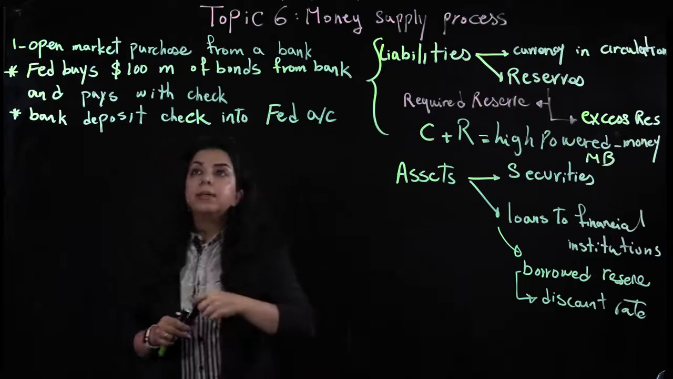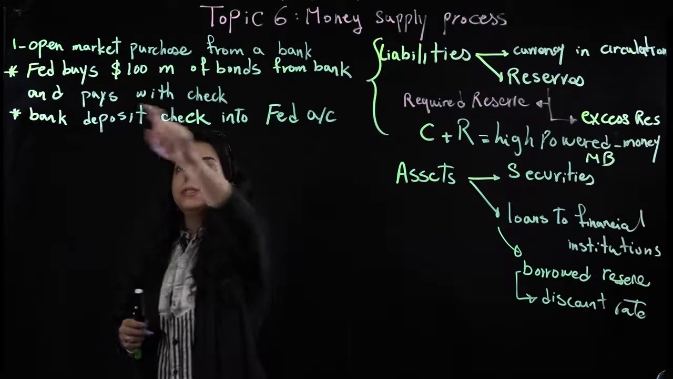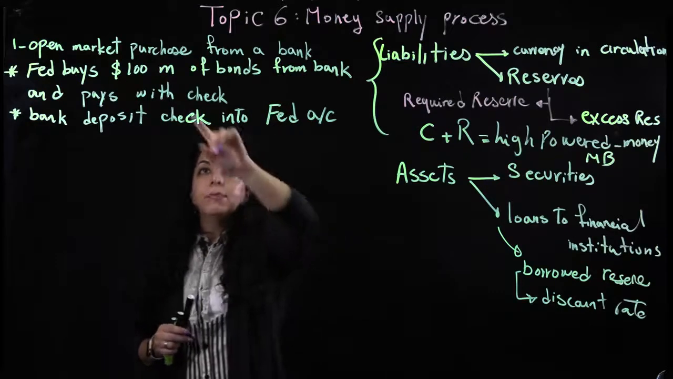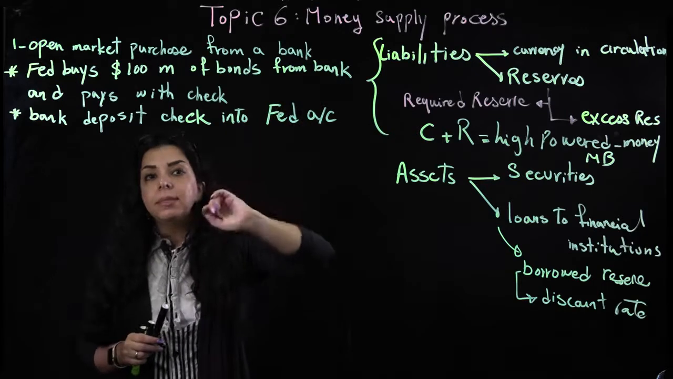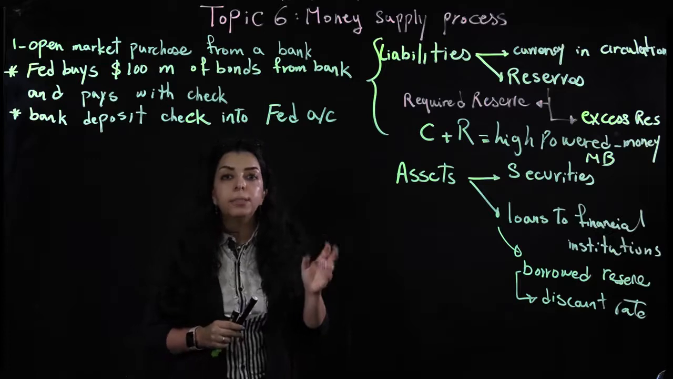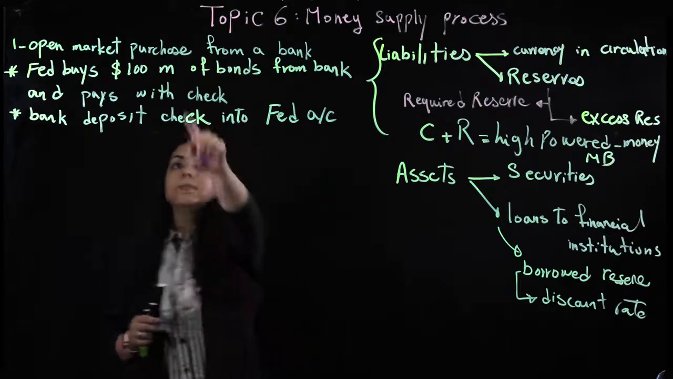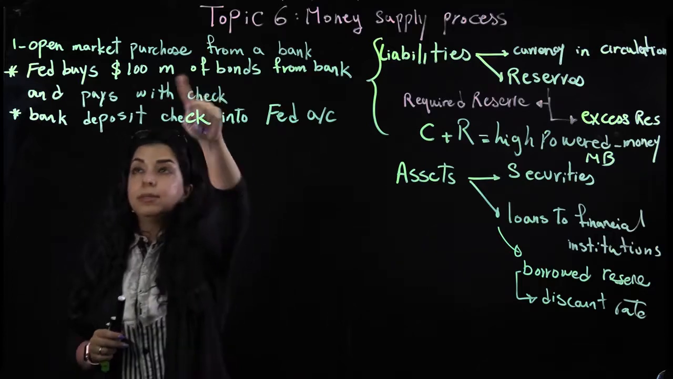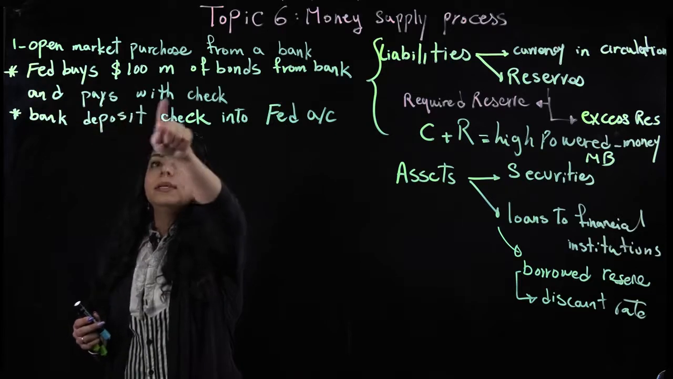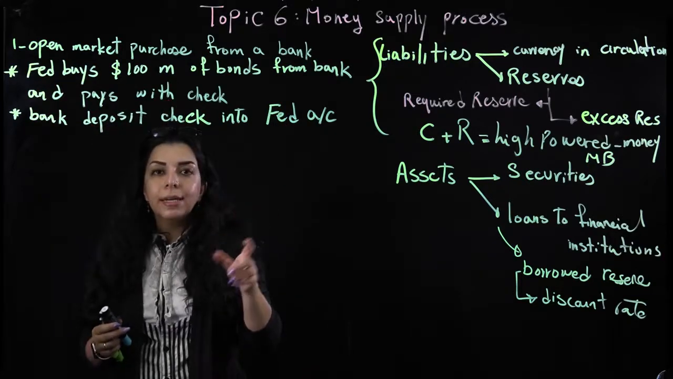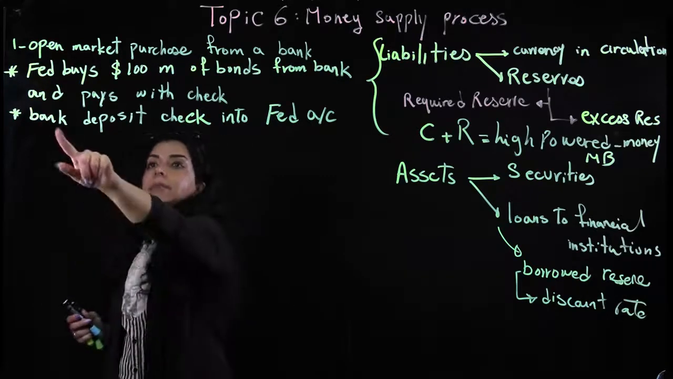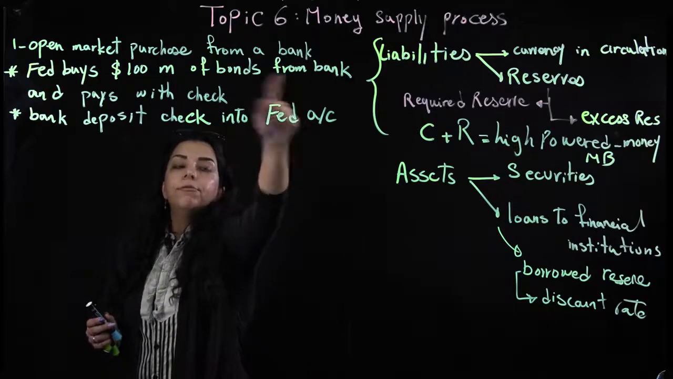How is it performing? We know that open market purchase means that the Fed is buying the security from the banking system. So once it is buying the security from the banking system, it means that it is giving the reserve to the banking system. So that's why we expect that the money supply is increasing, and that's why it is easy monetary policy. Then it pays a check to the banking system. This check is actually the amount of the reserve that the central bank is providing to the banking system. And the banking system deposits the check into the Fed account.